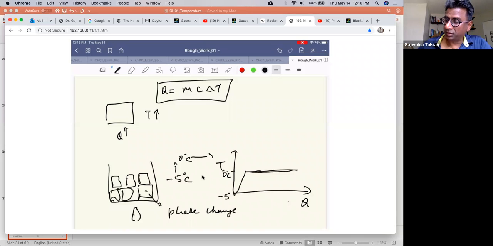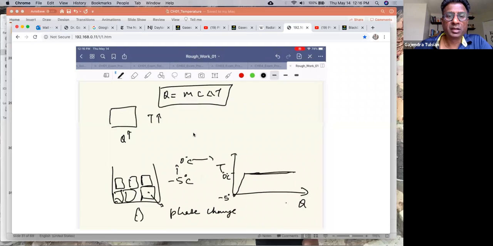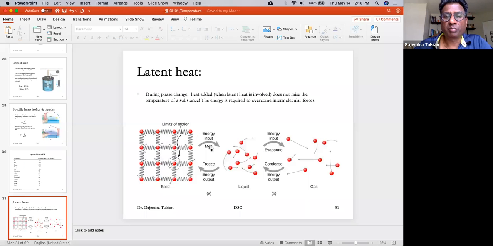You're not raising the temperature. What you're doing is you're breaking the bonds, okay? So heat added, when latent heat is involved, does not raise the temperature of a substance. The energy is required to overcome intermolecular forces. So from a solid, when you go to a liquid, on the average, the separation is higher. And when you go from liquid to a gas phase, the separation is higher.